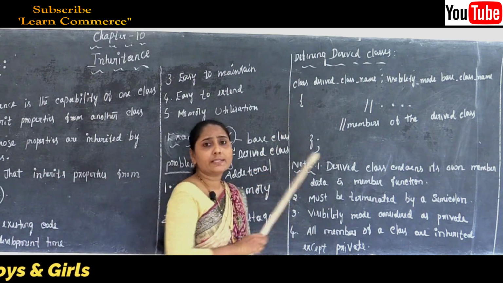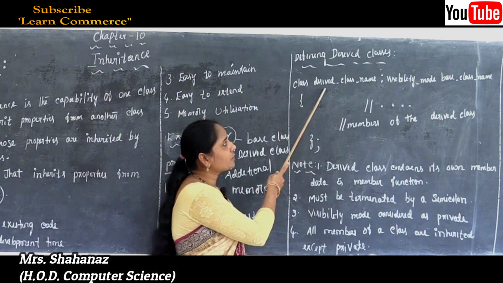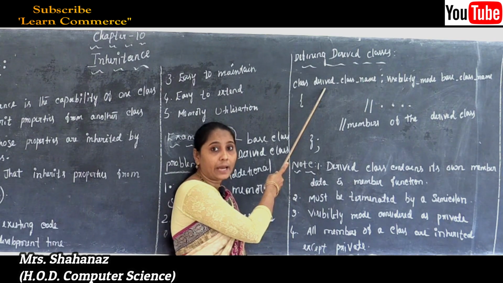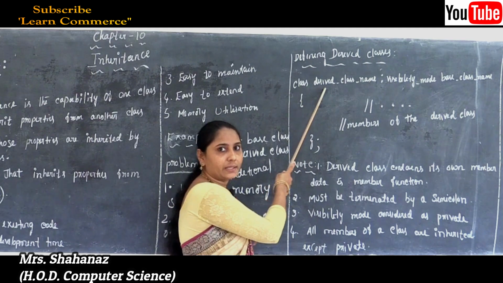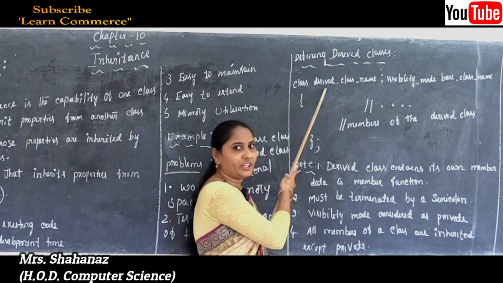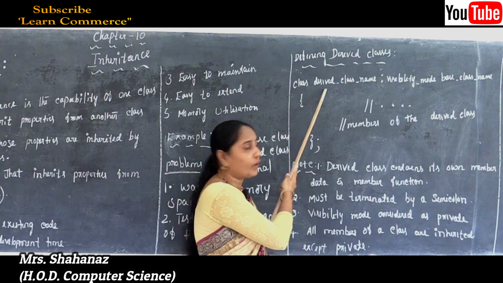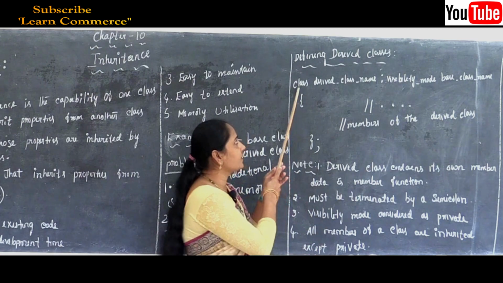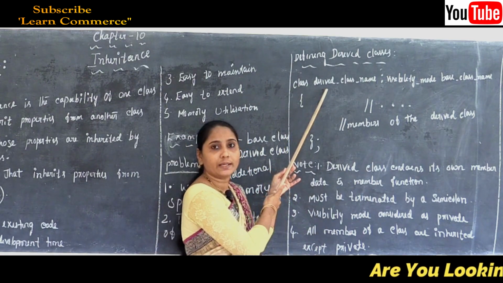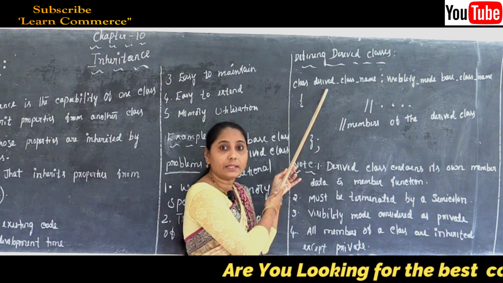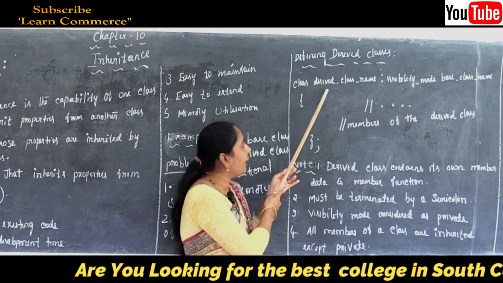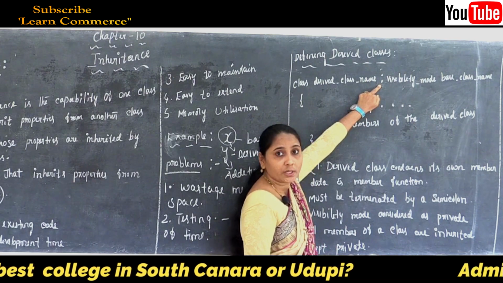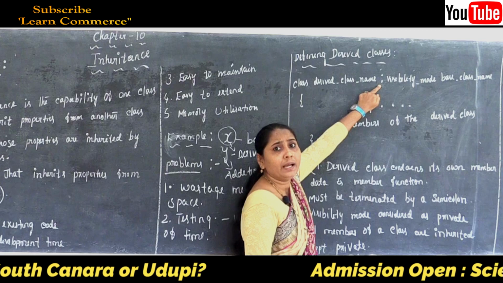So class is the keyword, derived_class_name is the name of the new class, the derived class. Or is it the super class? No, it is not the super class, it is a subclass. Clear this point? Why? Because the base class is called the super class. Class is the keyword, derived_class_name is the name of the new class, the derived class, the subclass. And next is the colon, which shows the type of the derivation.